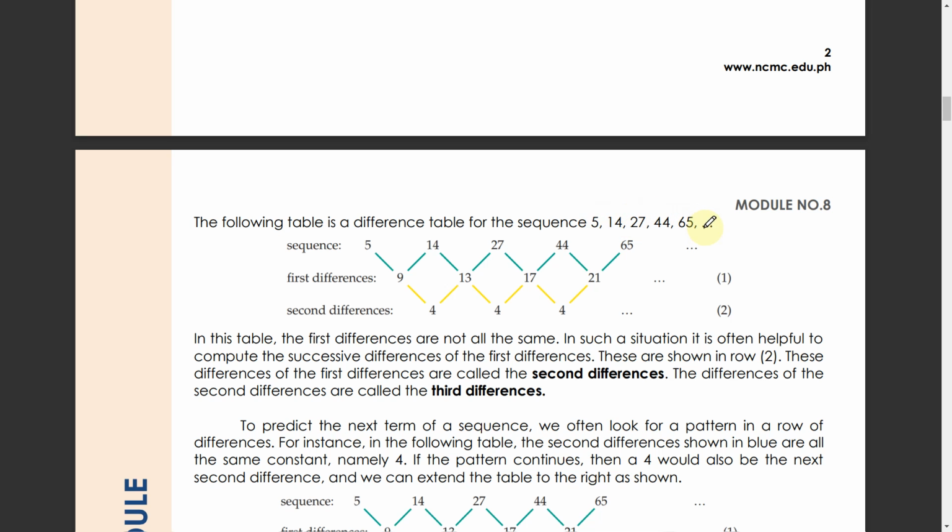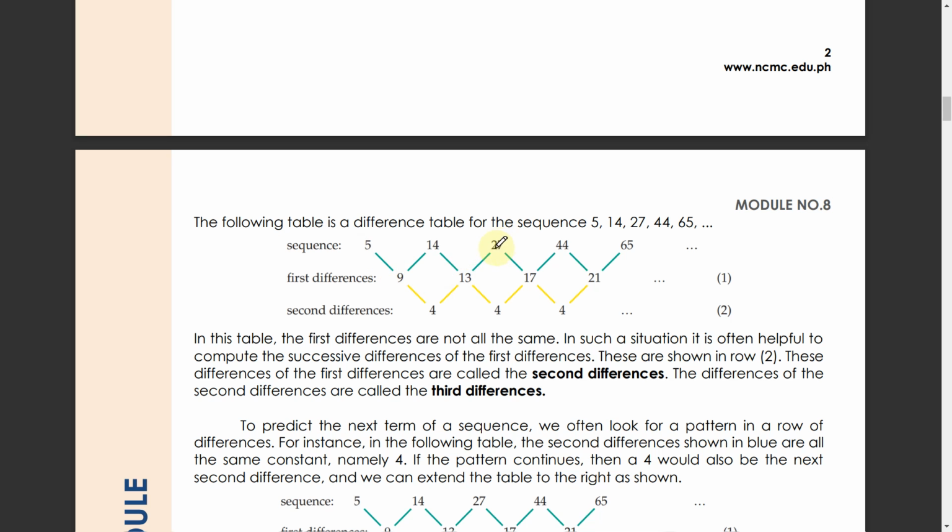So this is another sequence. The sequence is 5, 14, 27, 44, then 65. We are asked to predict the next number after 65. So when you subtract 5 from 14, we get 9. This will be our first difference row, okay? This row is our row 1.